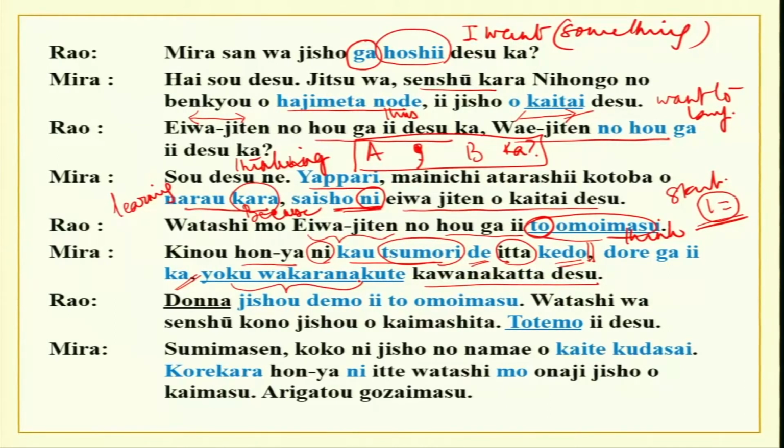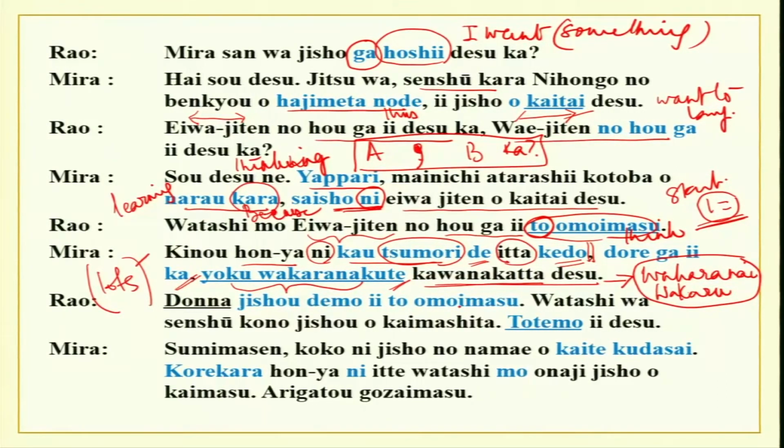Yoku wakaranakute kawanakatta desu. Over here, wakaranakute, wakaranai, wakaru. This is the verb. It's coming from here, wakaranakute. I could not understand, I could not decide, I did not know. So, the meaning of shiranai is also here. Yoku is lots. So, to a great extent, not lots as in number. So, I could not understand to a great extent. So, I did not buy.